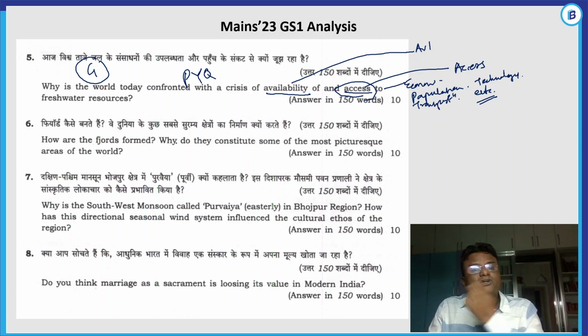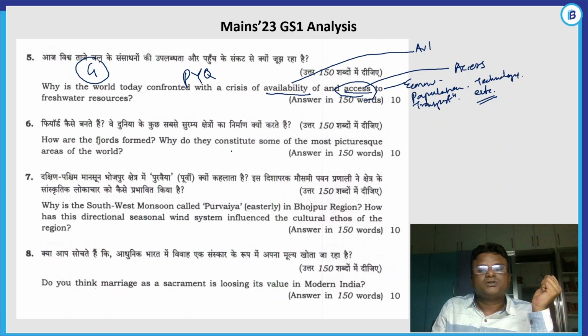Next is, how are fjords formed? Why do they constitute some of the most picturesque areas in the world? Now here many students said that they didn't know, but actually this has been mentioned as an introduction in the NCERT as well, but in a very short format.